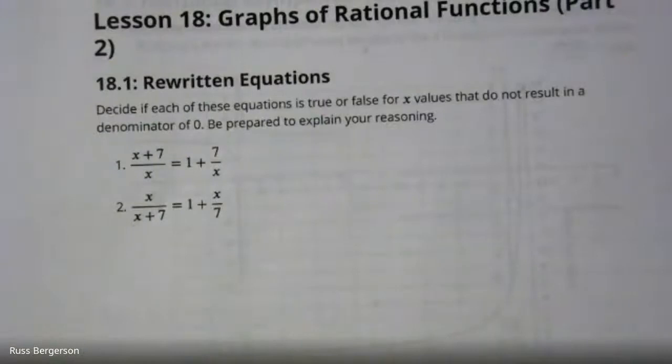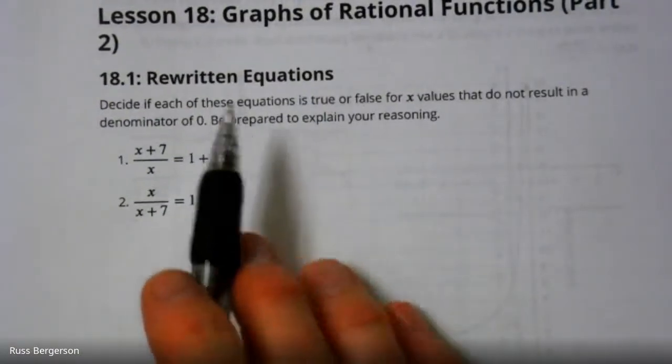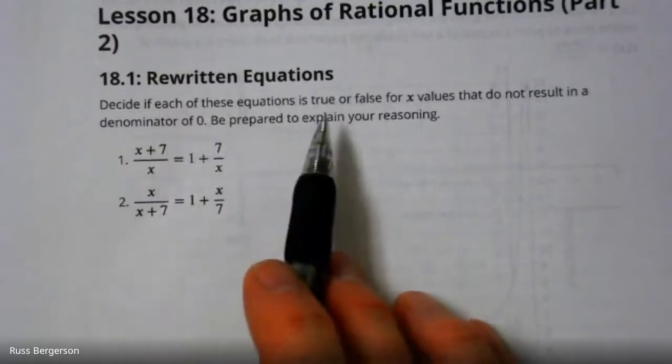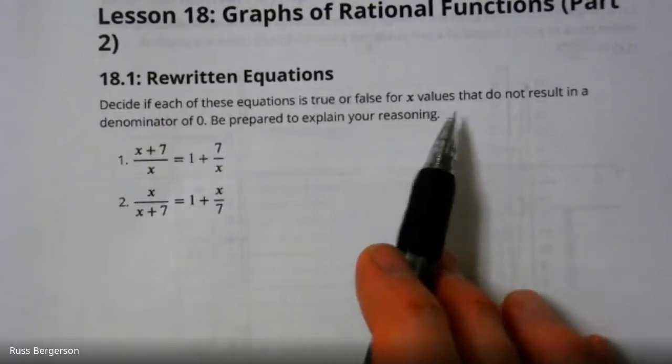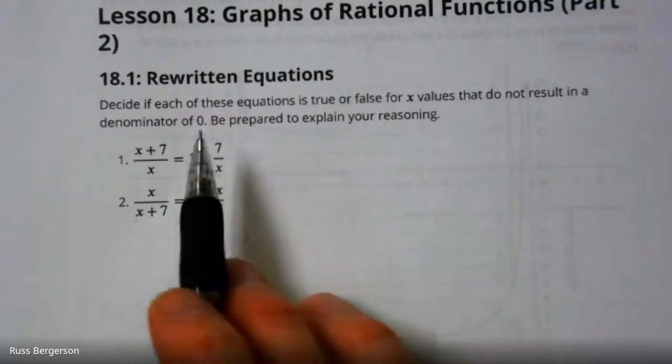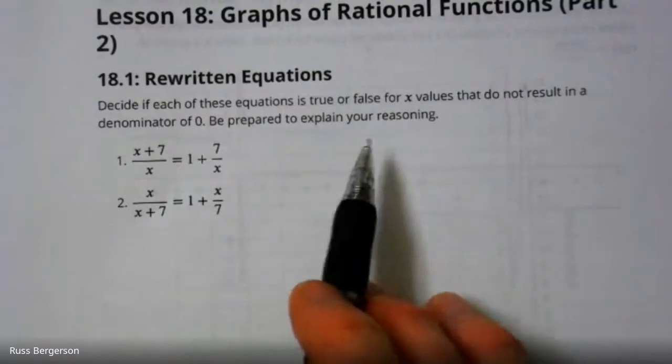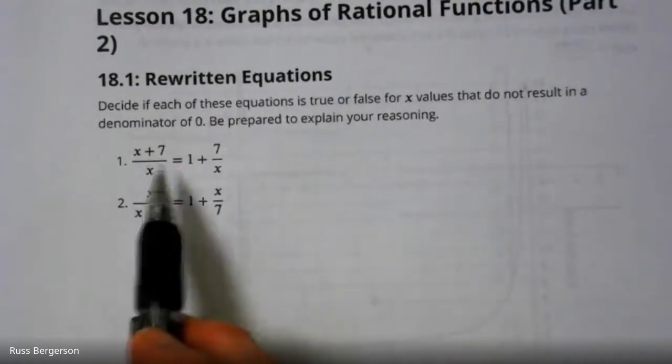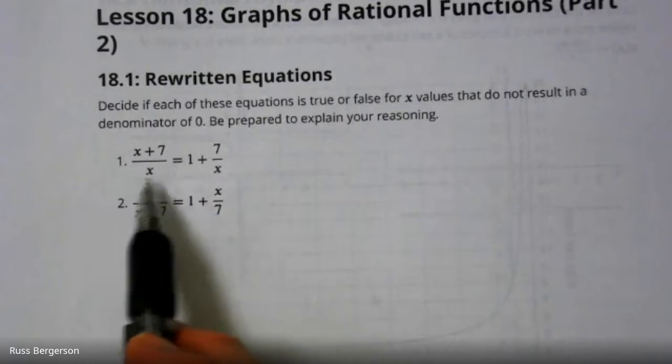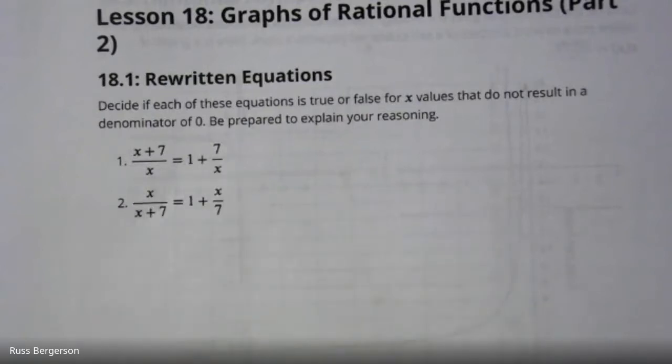That would be those lines that a graph approaches but never touches. Okay, so this one says, decide if each of these equations is true or false for x values that do not result in a denominator of 0. Be prepared to explain your reasoning. So they want to know if these are the same thing or not. Well, in fact, let me do this with you.